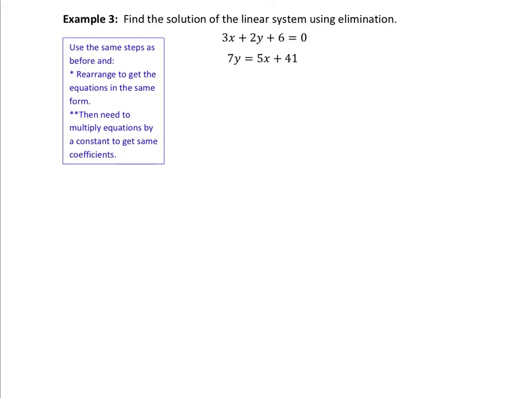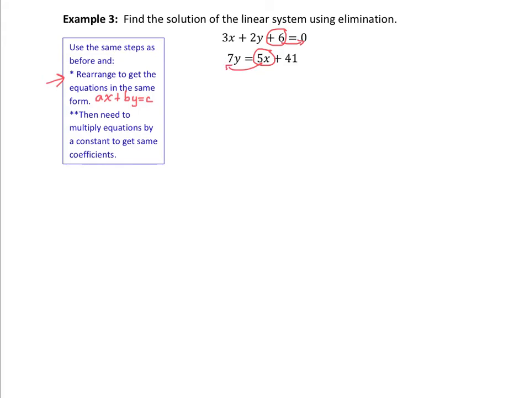Alright, in example 3, we notice that in order to be able to do step 1, which is lining up the equations so that the like terms are in the same columns, we are going to need to rearrange one or both of the equations to get them in the same form. Now, I do want to have the form ax plus by is equal to c. So I need to move the 6 in the first equation to the right side, sorry, the left side, and I need to move the 5x to the left side of the second equation.